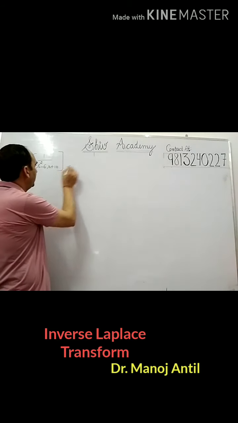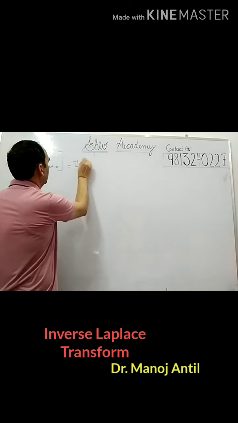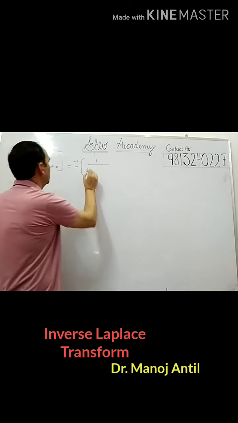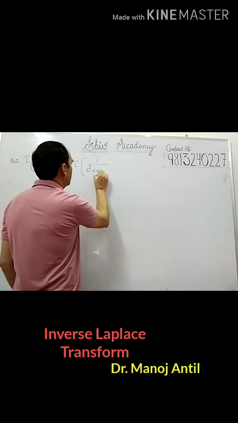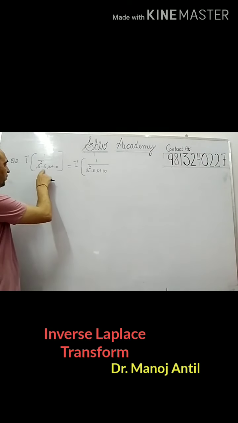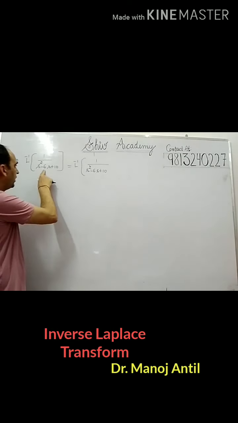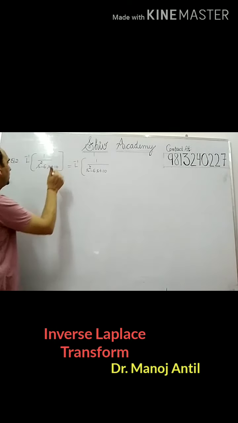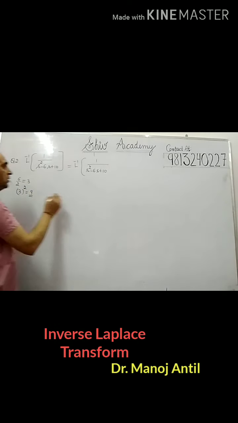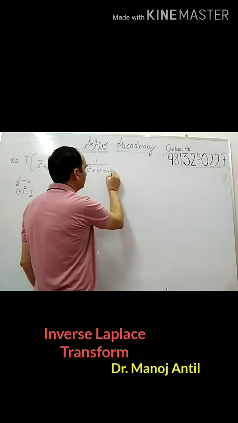So we make it a complete square. We can write it as s square minus 6s plus 10. To make it a complete square, we look at the coefficient of s, it is 6. We divide it by 2. So what are we getting? 3. Then we make the square of this 3, that is 9. So we add and subtract.